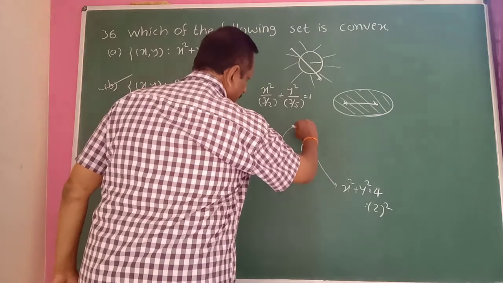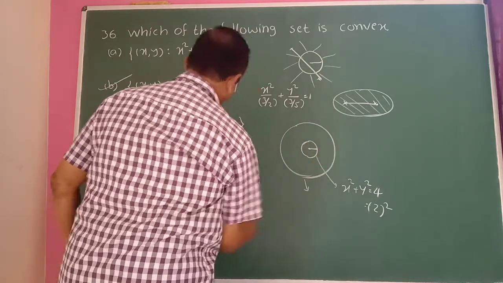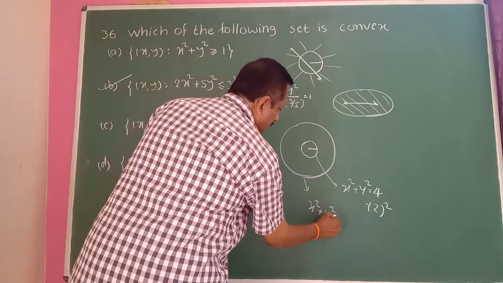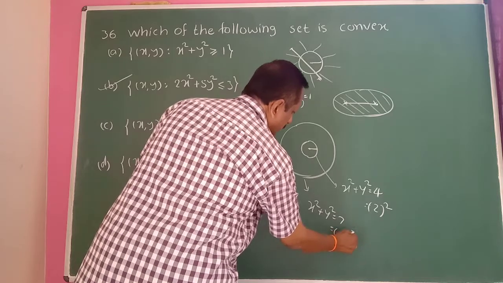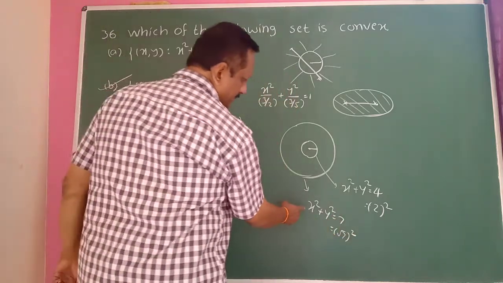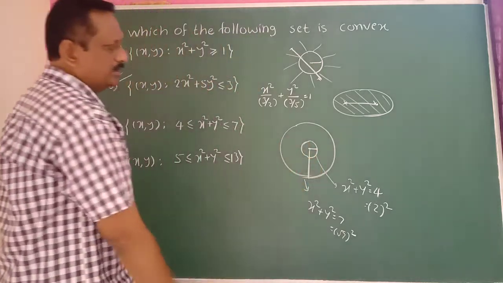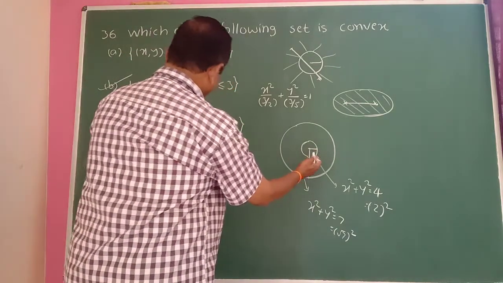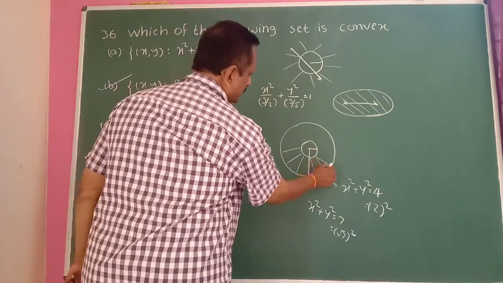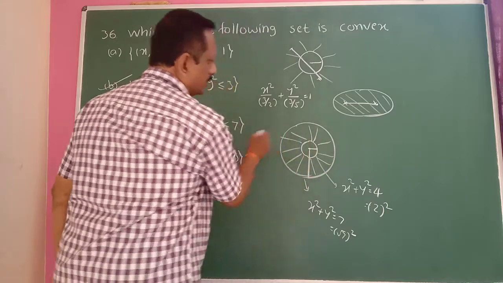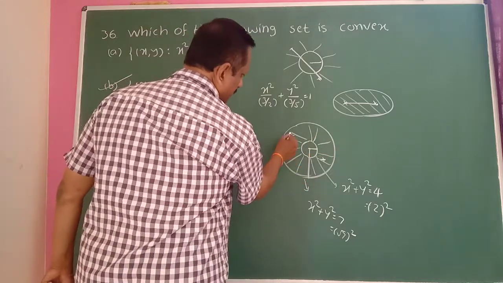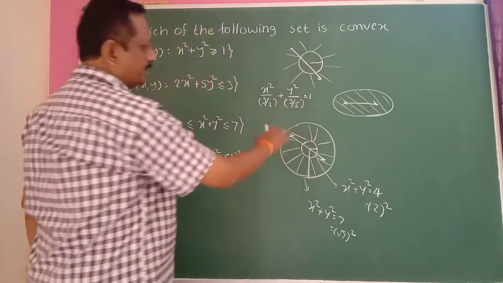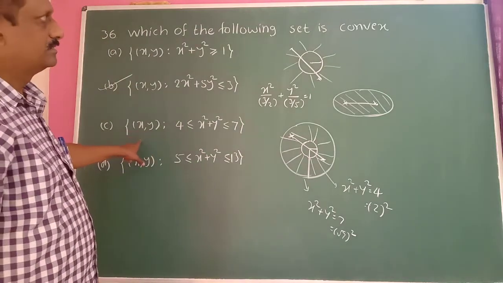Take one more look: the circle x squared plus y squared is equal to 7 has radius root of 7. Therefore, between 4 and 7 is the shaded region. Again, if you take two points and join them, this portion is not in the shaded region. Hence, it is not a convex set.